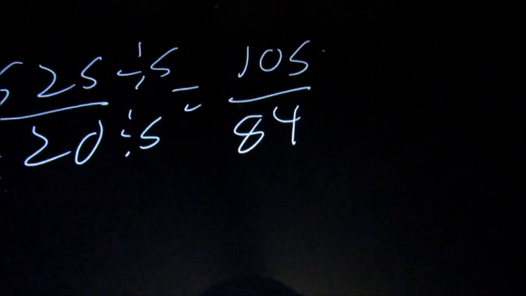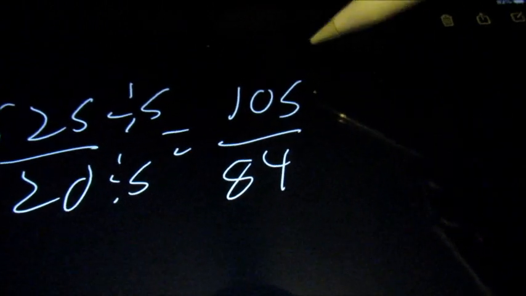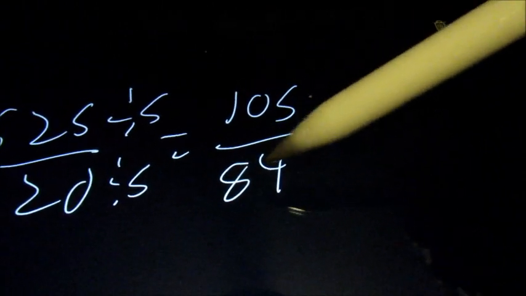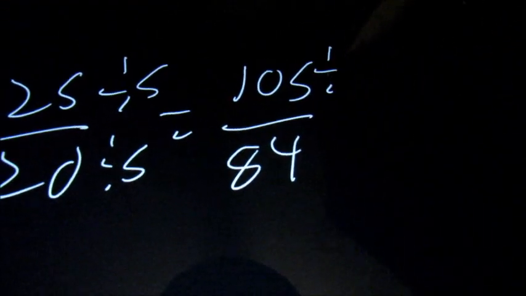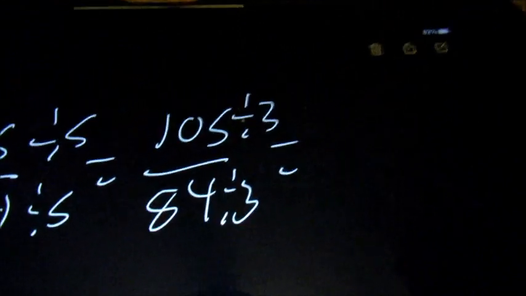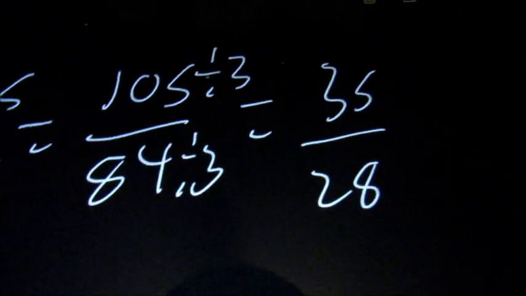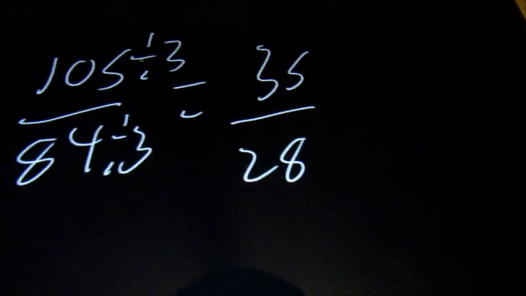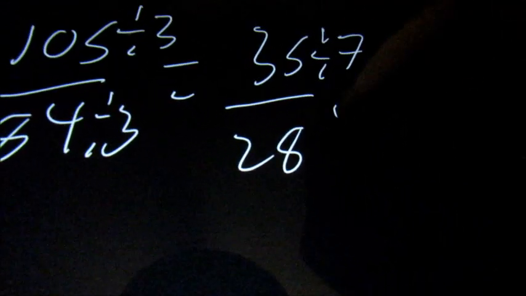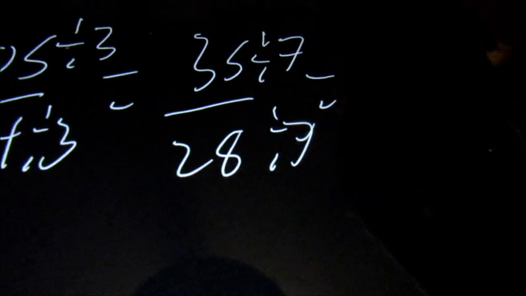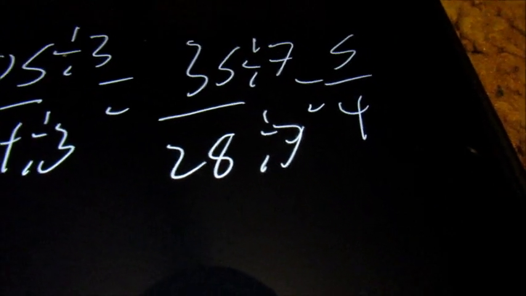Now we need to see if some number will go into both of those. And if you remember what I said, we can check for the number 3 by adding the digits. 1 plus 5 is 6. That's divisible by 3. 8 plus 4 is 12, and that's divisible by 3. So I'm just going to divide both of these by 3. When I do that, I'm going to get 35/28. And we can see here that both 35 and 28 are divisible by 7. So our final answer will be 5/4.